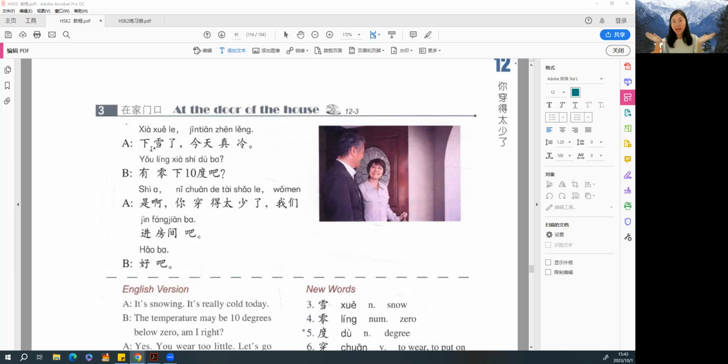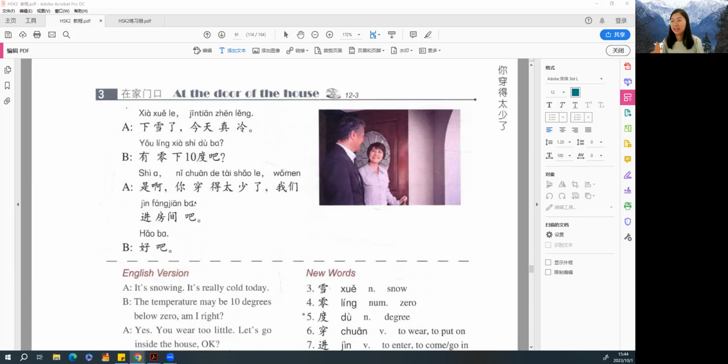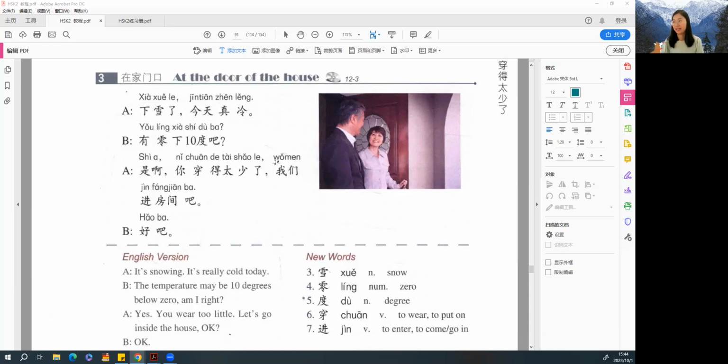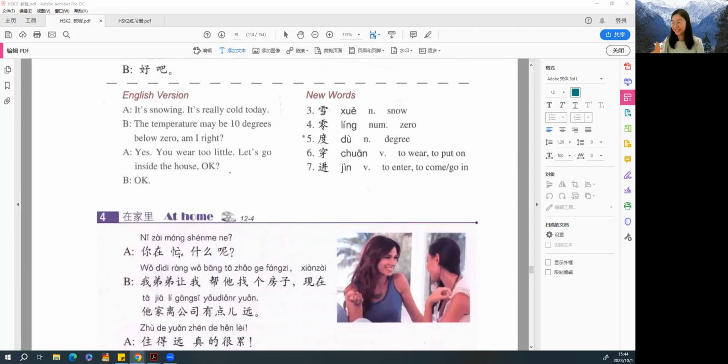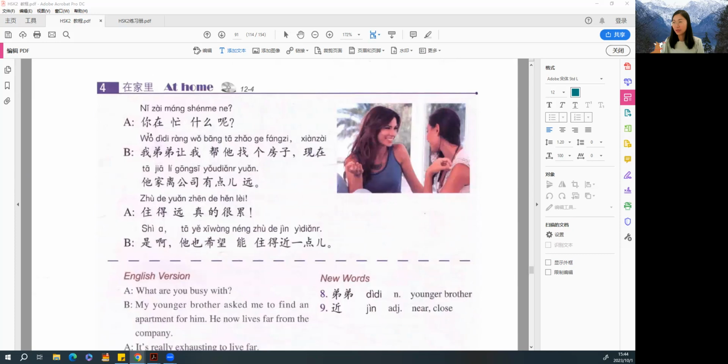下雪了，下雨了。今天真冷，有零下10度吧。If we want to say below zero, we say 零下10度, below zero. 是啊，你穿的太少了啊。You wear too little. You should wear a winter jacket, right? 你穿的太少了。我们进房间吧。Come inside quickly. 好吧。Okay.